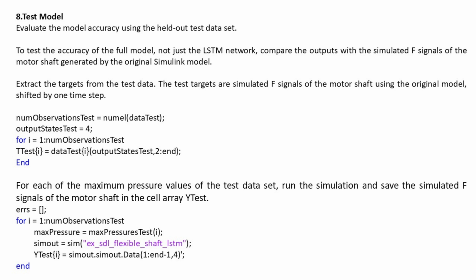To test the accuracy of the full model, not just the LSTM network, compare the outputs with the simulated F signals of the motor shaft generated by the original Simulink model. Extract the targets from the test data. The test targets are simulated F signals of the motor shaft using the original model, shifted by one time step, and the code is as shown here.